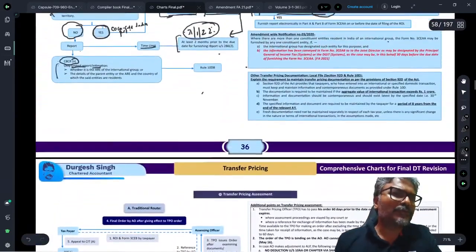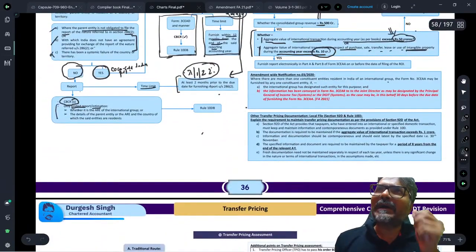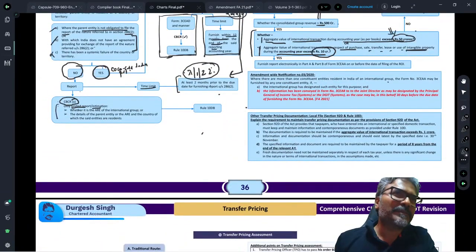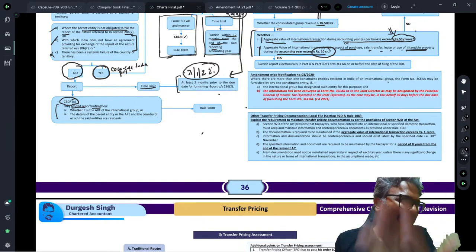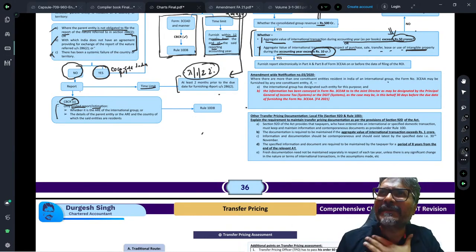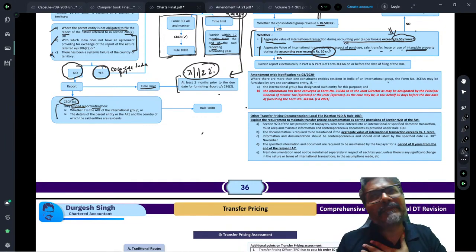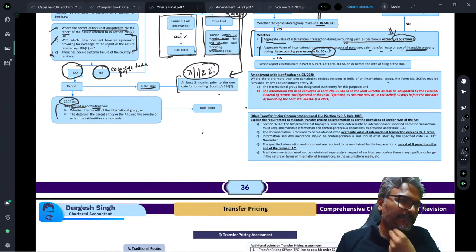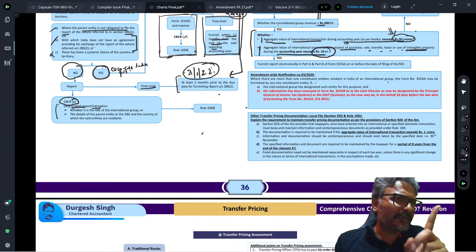So tomorrow when I meet you, students, I'll be doing with all of you secondary adjustment, some provisions relating to assessment, DRP. That should be all, and then the range concepts, I'll try to finish very fast, because as you would know, range concepts are very simple, and then we will move to equalization levy. So I think I'll give 1 hour to students.